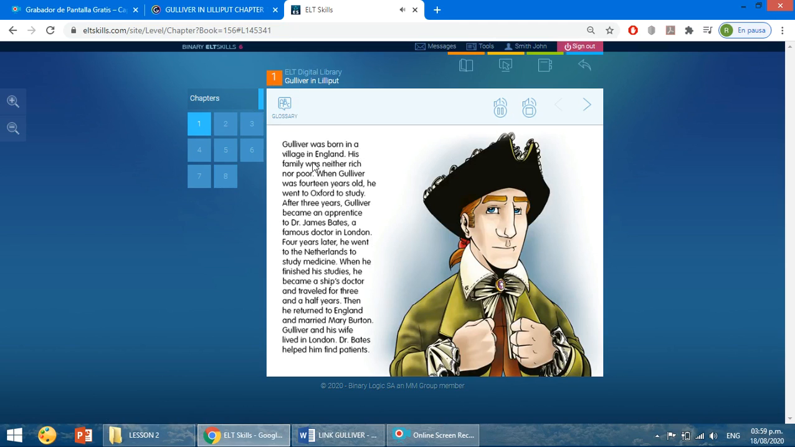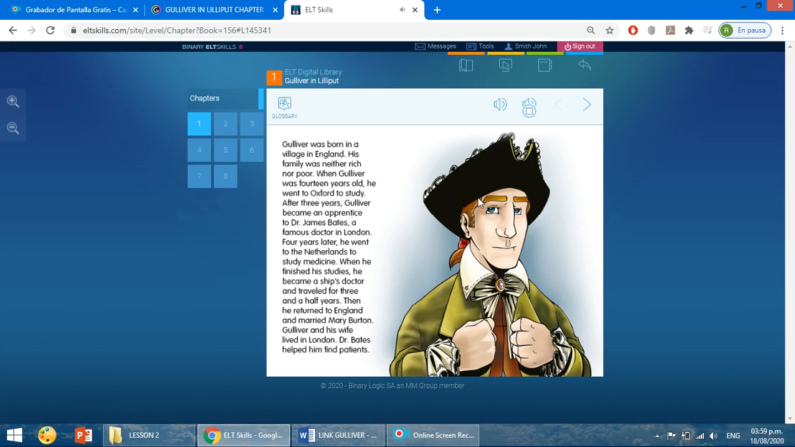Gulliver was born in a village in England. His family was neither rich nor poor. When Gulliver was 14 years old, he went to Oxford to study. After 3 years, Gulliver became an apprentice to Dr. James Bates, a famous doctor in London. 4 years later, he went to the Netherlands to study medicine. When he finished his studies, he became a ship's doctor and traveled for 3.5 years. Then he returned to England and married Mary Burton. Gulliver and his wife lived in London. Dr. Bates helped him find patients.